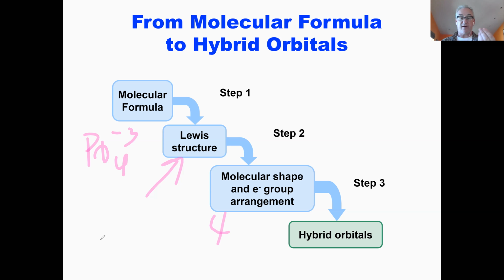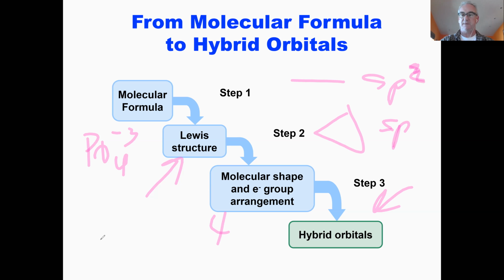And then you figure out, because of that shape and how many regions of electron density are around the central atom, what kind of hybridization is necessary to make that. So if it's linear, that's sp. If it's trigonal planar, that's sp2. If it's tetrahedral, that's sp3, and so on, okay?